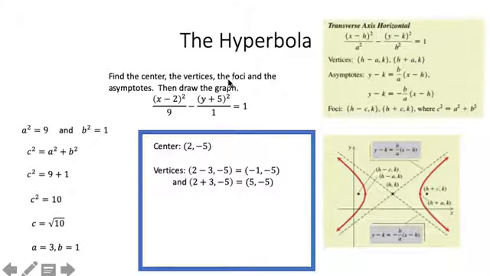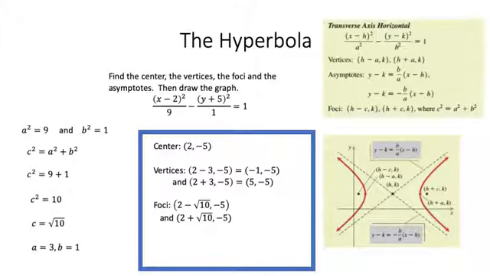Now to find the foci, we're going to move left and right. So we're going to start at the center and go to the left c units and go to the right c units. So c is the square root of 10. The foci are at (2 minus square root of 10, -5) and (2 plus the square root of 10, -5).